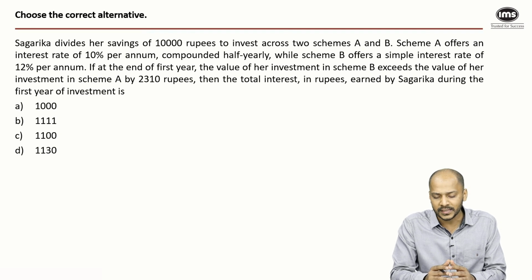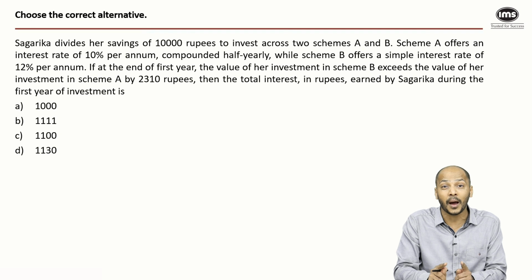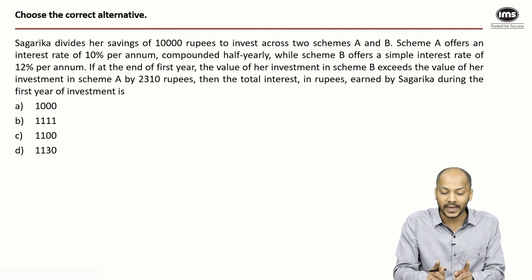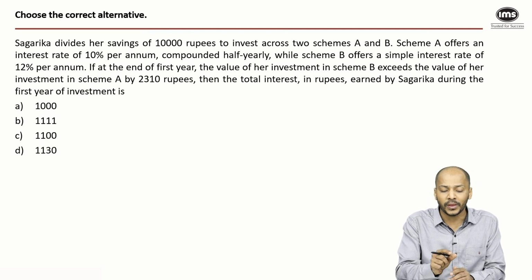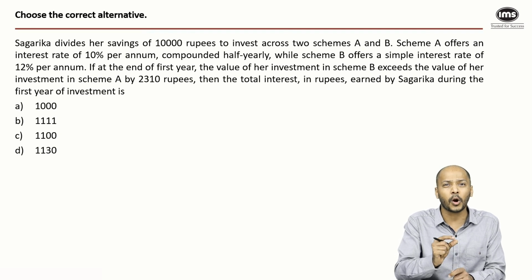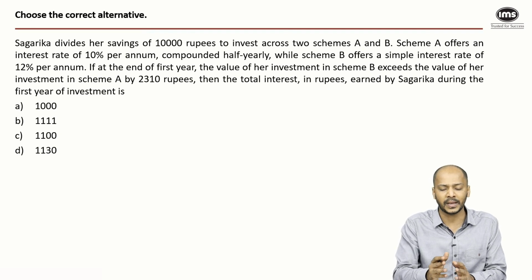Alright, so when I read this, I figure out that the principals for each of the schemes are not given. So we'll have to assume some variables for those. Then we'll have to write equations for the amount that we'll have at the end of 1 year in each of the schemes, and their difference is equal to 2,310 rupees. Also, we have 10% per annum compounded half yearly, which comes to 5%, which is not a very convenient number given that we have to compound it for 2 periods. Further, we've been asked to find the interest earned in the first year.